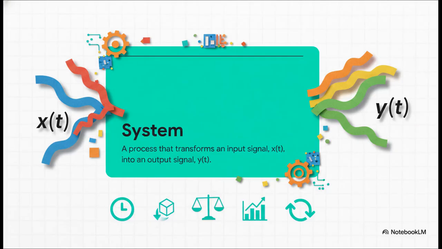And that, right there, is the core definition of a system. It's really just any process that takes some kind of input signal. Engineers call it X of t, just to show it changes over time. It does something to it inside that box, and then it spits out an output signal, which they call Y of t. Our mission today is to figure out what's happening inside that box by looking at 5 key traits.